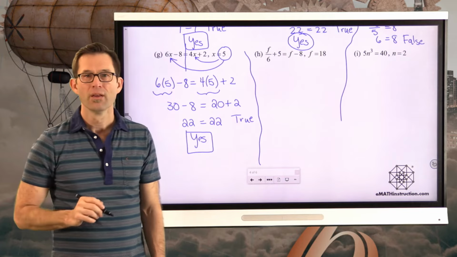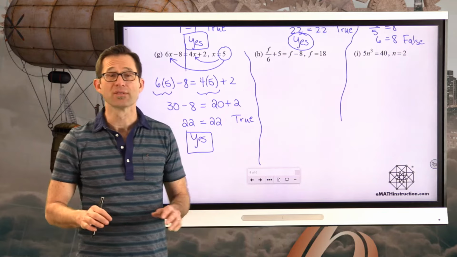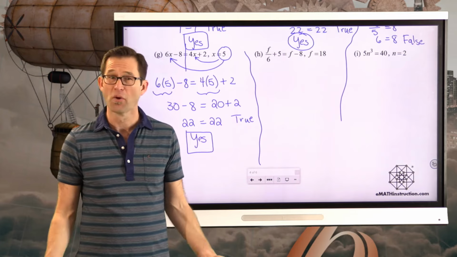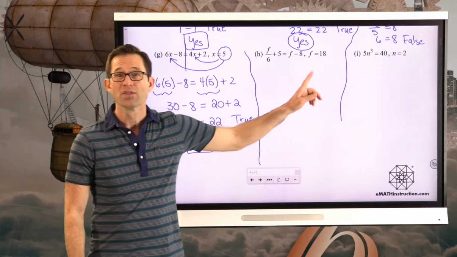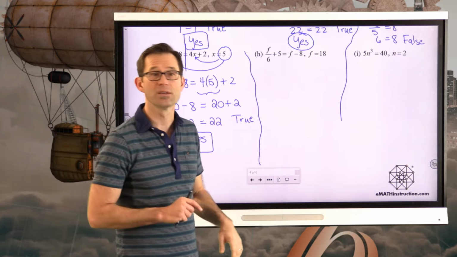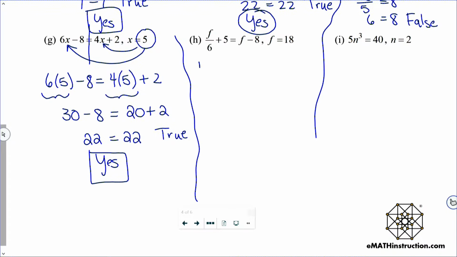All right? Again, letter H, if this is sounding very, very rote, it's because it's important. Remember, the most important idea in all of algebra. So now I'm going to take 18, I'm going to substitute it in for this f and for that f. Let's see what we get. So we're going to get 18 divided by 6 plus 5 is equal to 18 minus 8. 18 divided by 6 is 3.